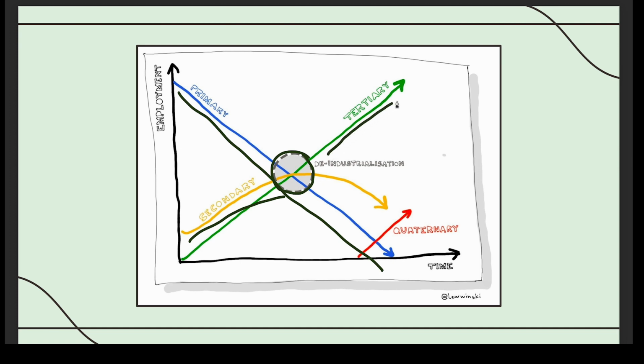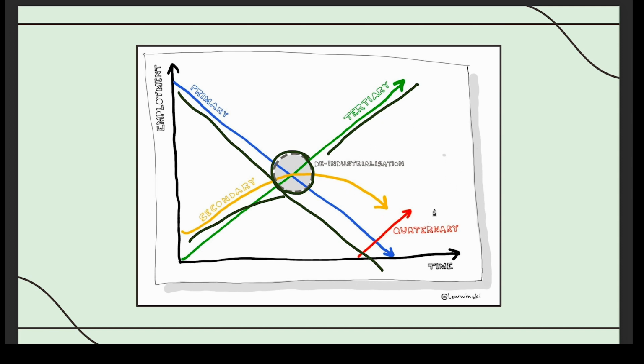The tertiary sector is constantly growing because the more the economy develops, the wealthier people typically become, and the more money they have and prefer to spend on tertiary sector activities, such as better education, traveling, etc. All of these are services. And then here we have quaternary. As time goes by, quaternary activities are also increasing, same as tertiary.